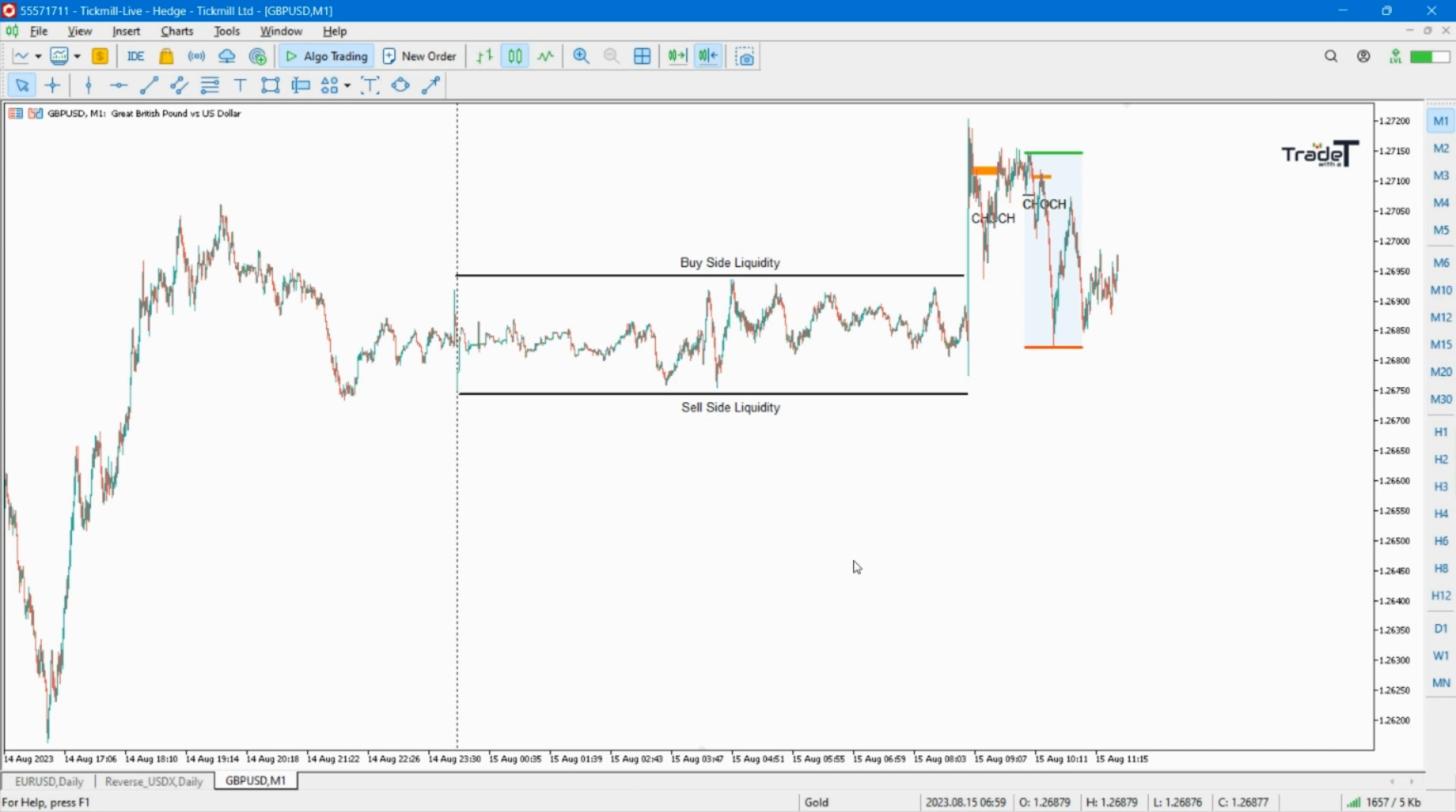It will be a 2-minute video where I'm going to explain the ICT Silver Bullet setup that I took on the 15th of August on GBPUSD pre-London session. I'm going to go through a simple illustration on the graph, from buy-side liquidity, fair value gap, and so on, in order to understand how I took the trade and why I took it.